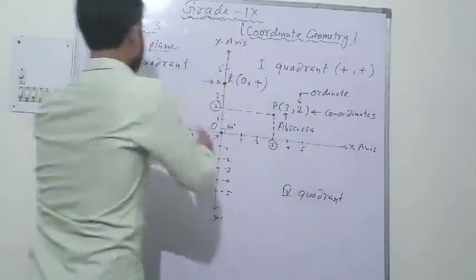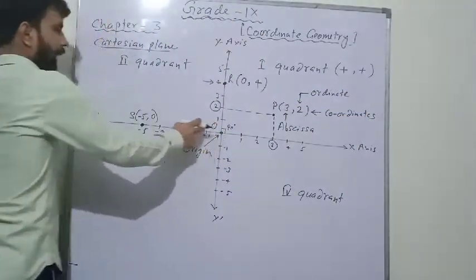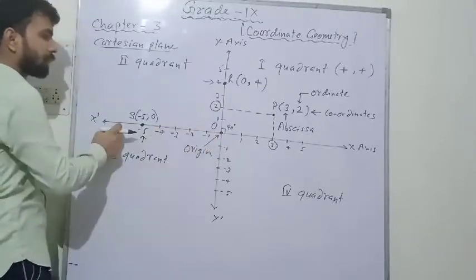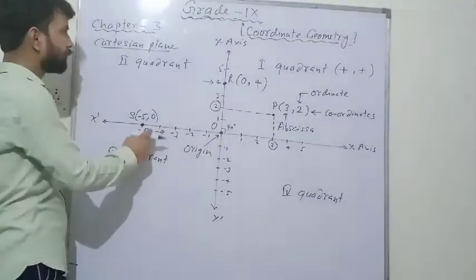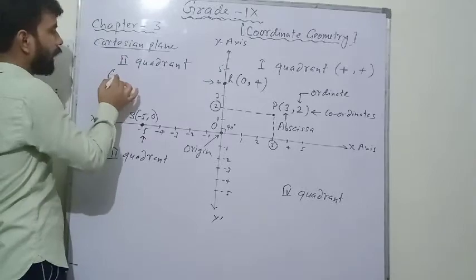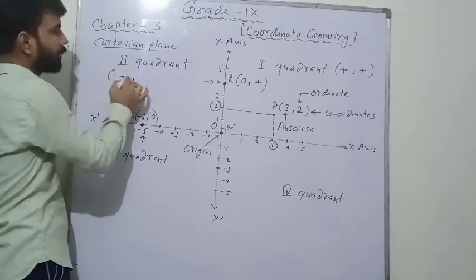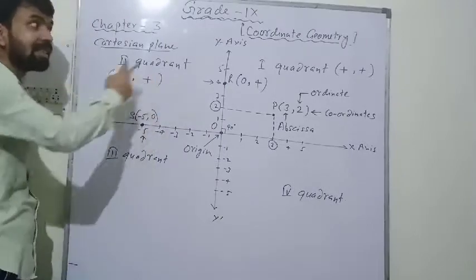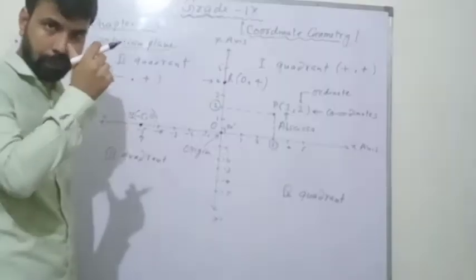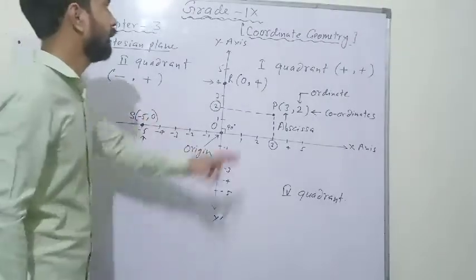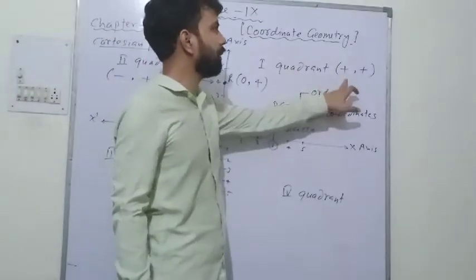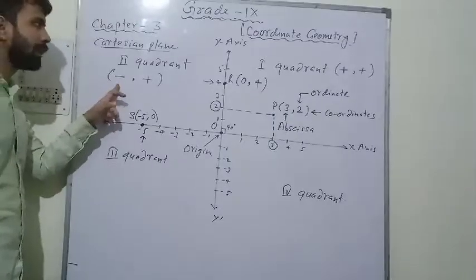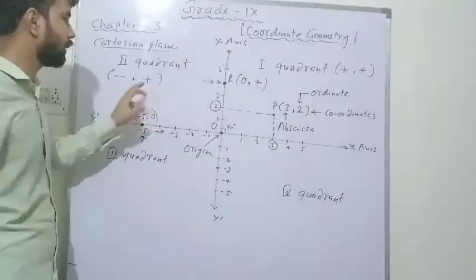Understood? In the second quadrant, the x-axis is this and the y-axis is this. So here on x, all the numbers are negative. So in the second quadrant, the abscissa is negative and the ordinate is positive. These signs you have to remember. Clear? You have to keep in your mind: in the first quadrant, abscissa and ordinate both are positive. In the second quadrant, abscissa is negative, ordinate is positive.